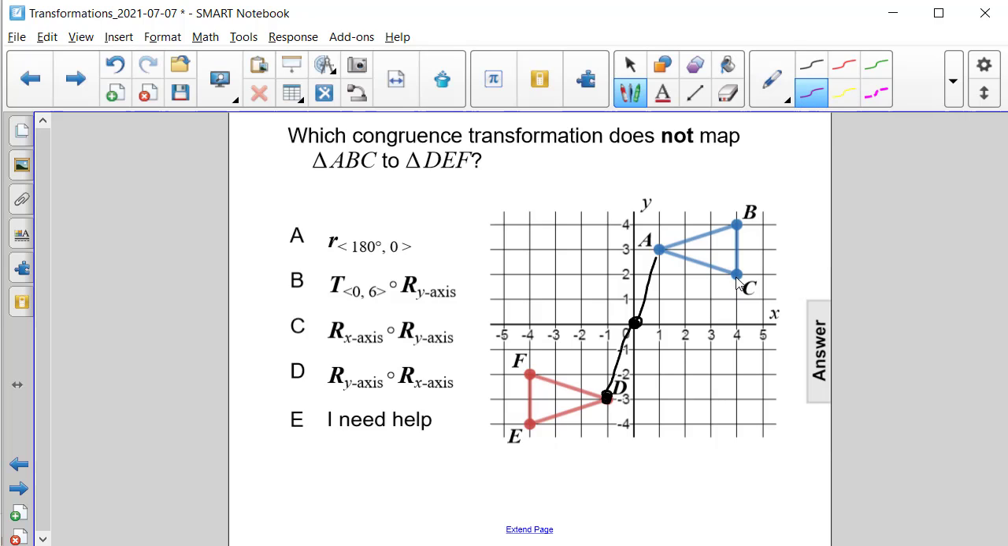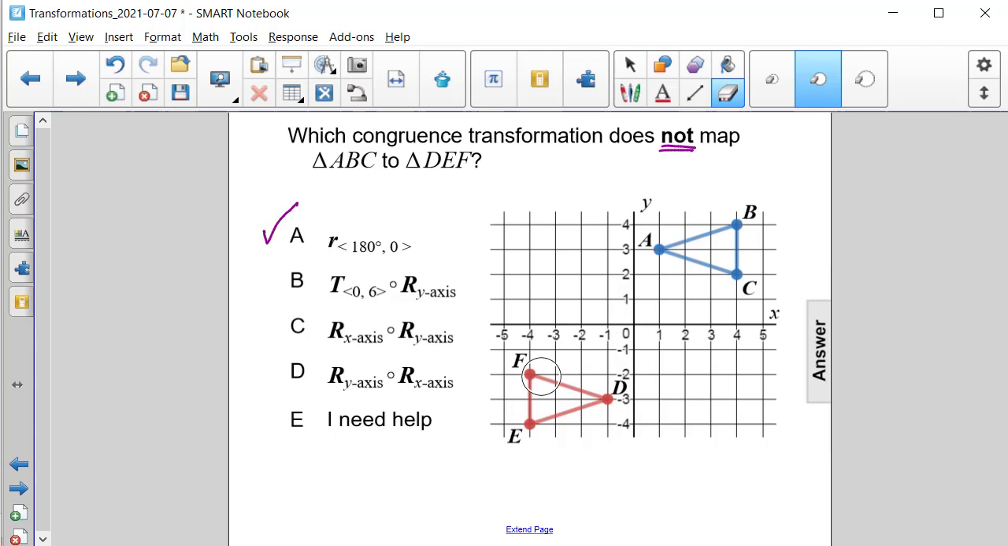If we look at point C, we draw it to the origin and then continue that for another 4 units left and down 2, 4 units left, down 2. It does correspond to F. And same with B. If I go down 4 units and to the left 4 units and do that again, I end up at point E. So this one absolutely works. So that's not what we're going to circle because the question asks for what does not map it. Now let's look at the next one.